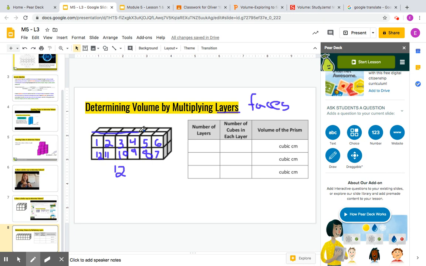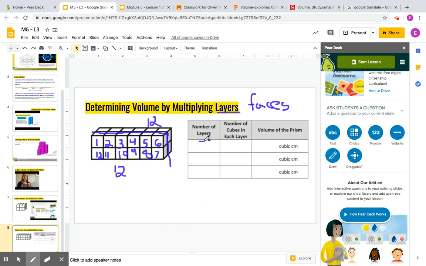But when I look at my structure, I see that if I take my front face out, I still have another layer behind it, my back layer. Now, it's going to match my front layer because all of these cubes match, which means these cubes have to be supported by one underneath them. So my back is also going to have 12 cubes.